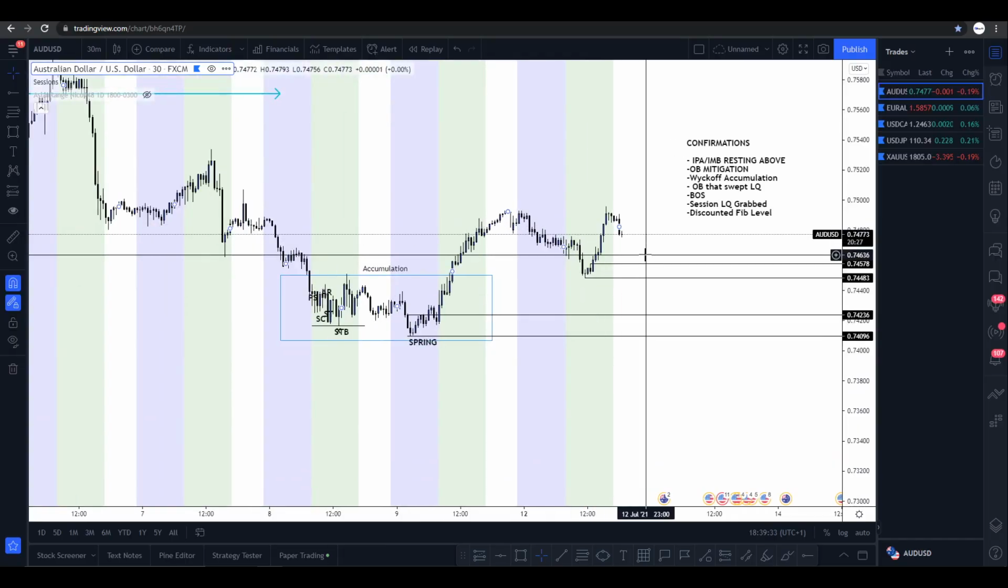So when I say take the best possible, most probable trades, that's what I mean. Take the setups that have the most confirmation and take the setups that make the most sense. Most likely some setups you do take, they won't make sense to you, right?